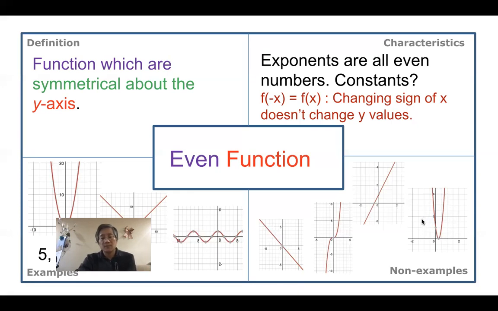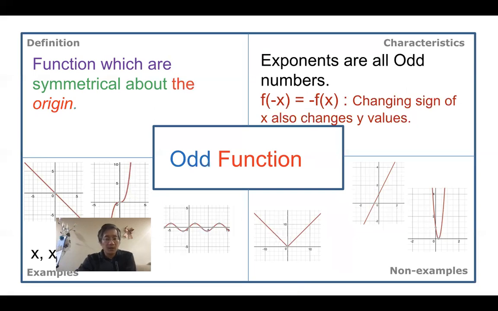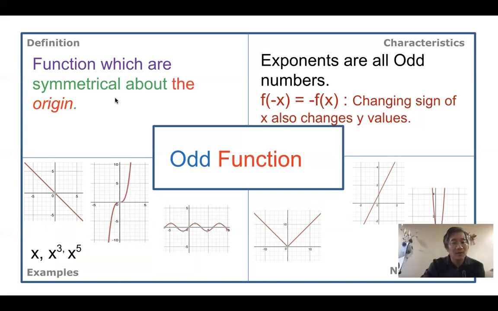All right. How about then odd function? Odd function is function which are symmetrical about the origin. It's not x-axis, all right? It's origin. If anything is symmetrical about the x-axis, it cannot be a function, all right? So it's about the origin, the point here.